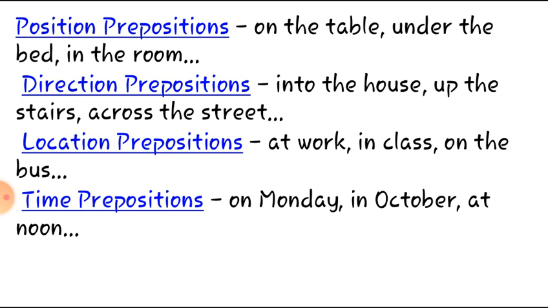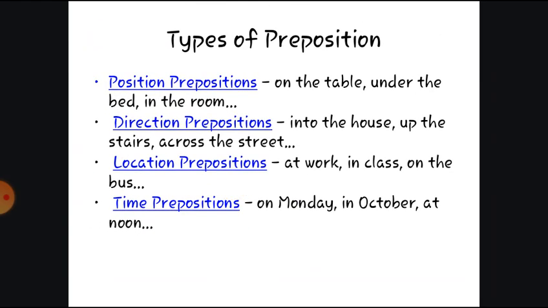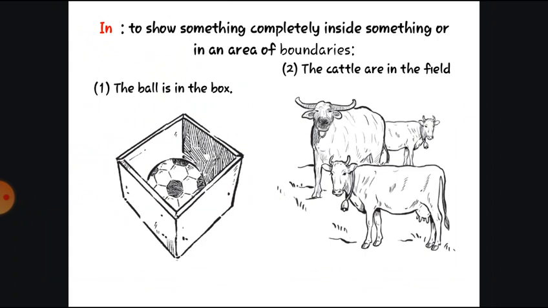In the same way, the fourth type of preposition is time preposition, and time prepositions show time. Here the examples are on Monday, in October, at noon. So here on, in, and at are time prepositions. In this way, there are four types of preposition.